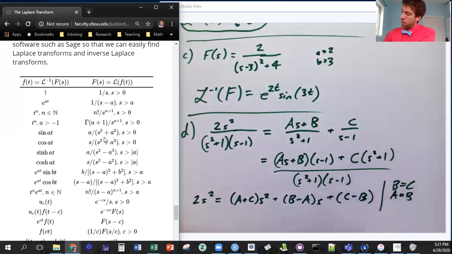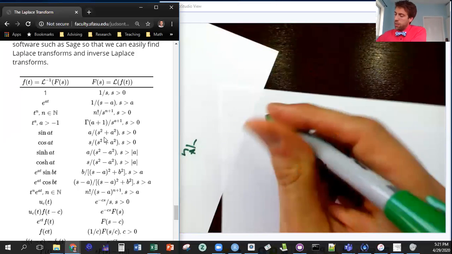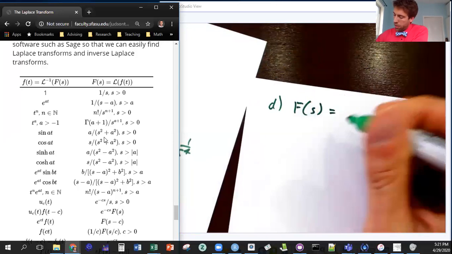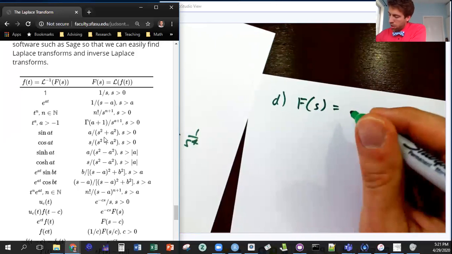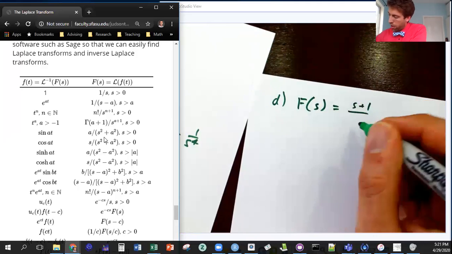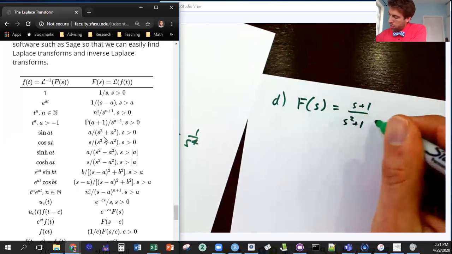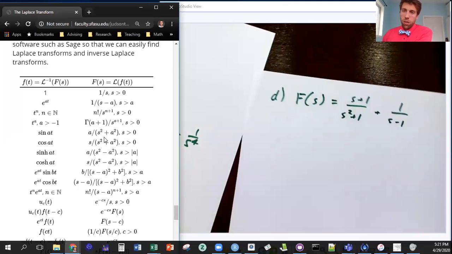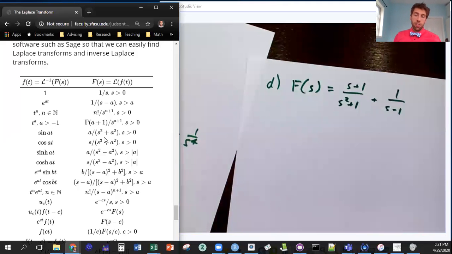So that means you've got, move to my new piece of paper. So restate D, restate my function as being, instead of 2s squared over, it's s plus 1 over s squared plus 1 plus 1 over s minus 1. Okay, now let's see if things match up.